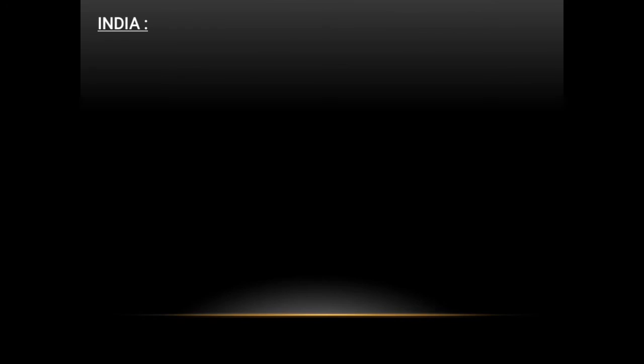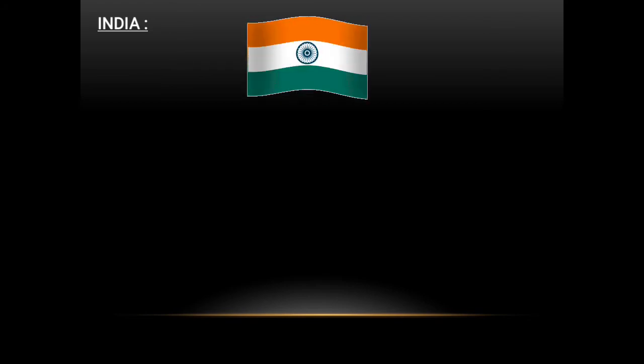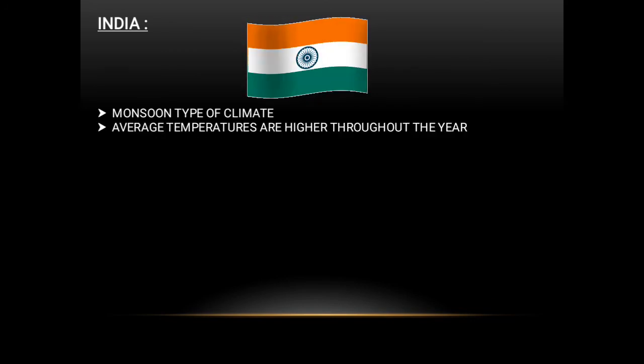Now we will learn about the climate of India. India's climate is of the monsoon type. The sun rays are perpendicular up to the Tropic of Cancer, which passes through the middle of the country. As a result, average temperatures are higher throughout the year. Also, temperatures increase towards the south.